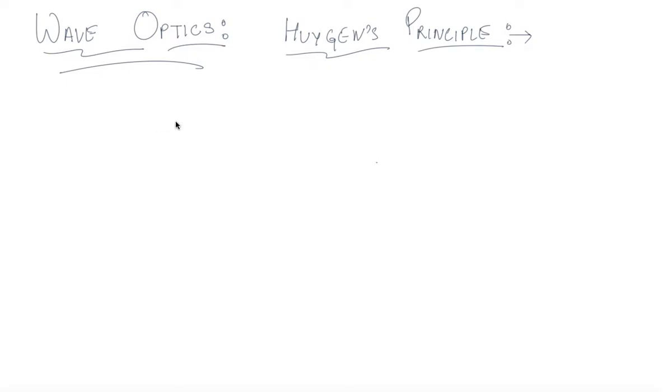So welcome to this chapter of wave optics. Now wave optics deals with the wave nature of light. We know light has a dual nature. It has particle nature as well as wave nature. So basically this deals with the wave nature of light.